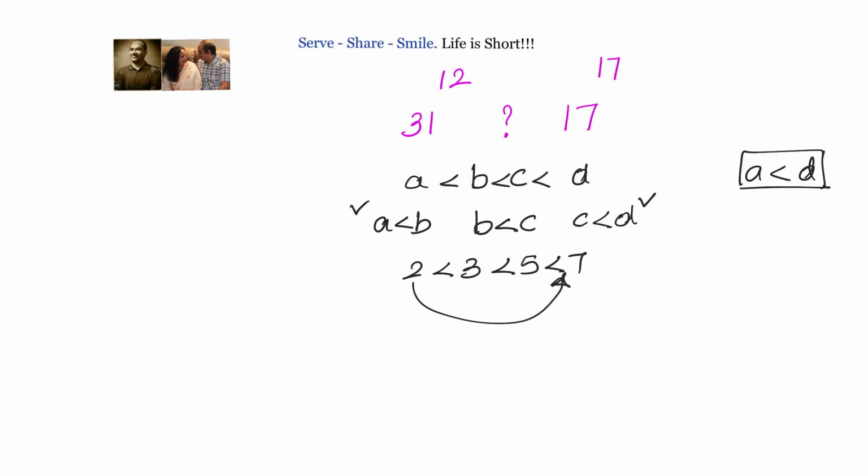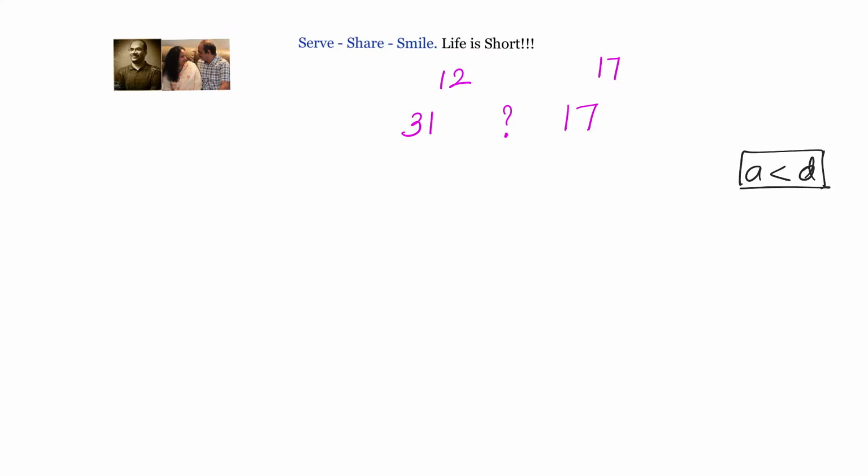So we have to look for our B and C numbers. What numbers will be our B and C such that they are related to each other, and also we can relate them with respect to A and D? So let's go ahead and look at these numbers. 31 to the power of 12. Now the base is 31 and here the base is 17.